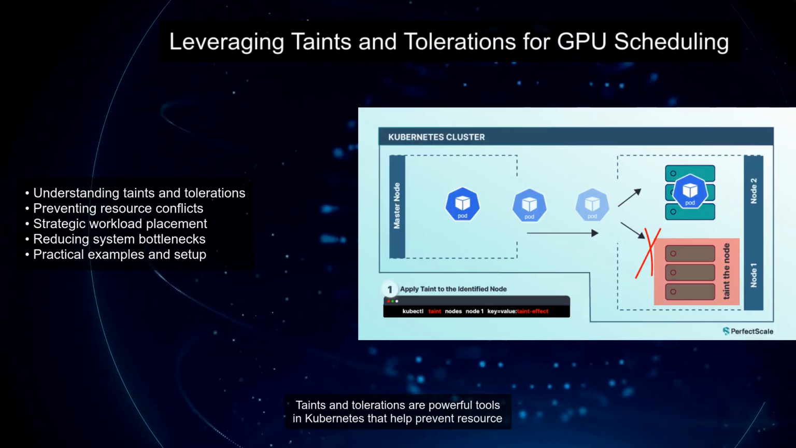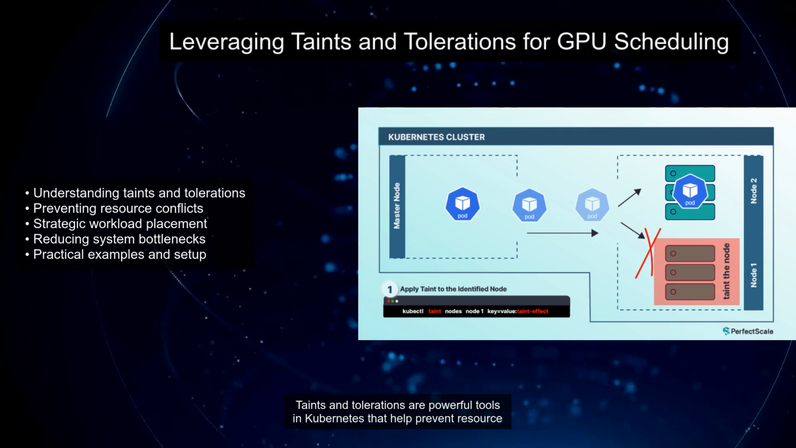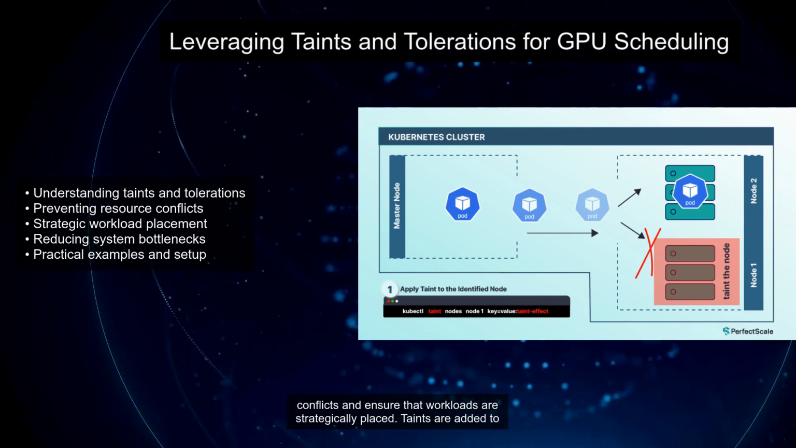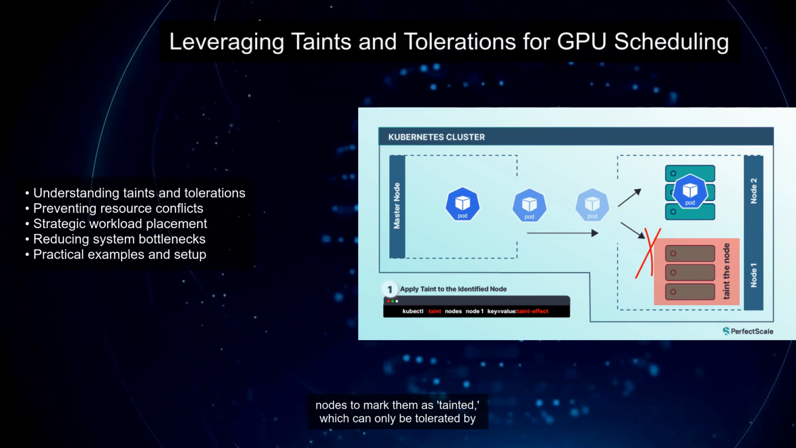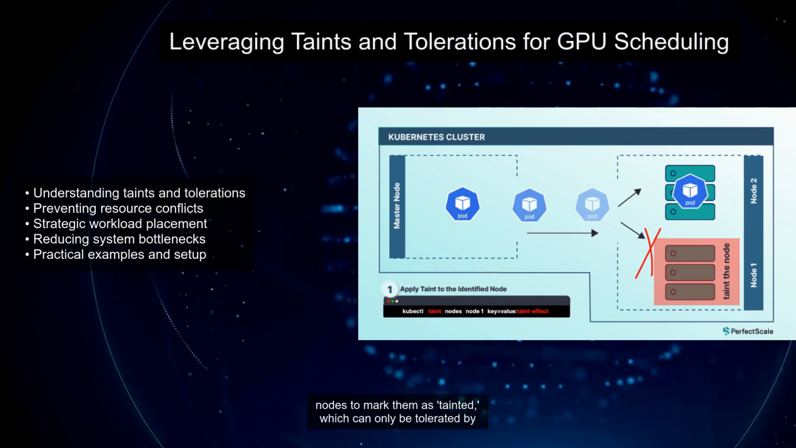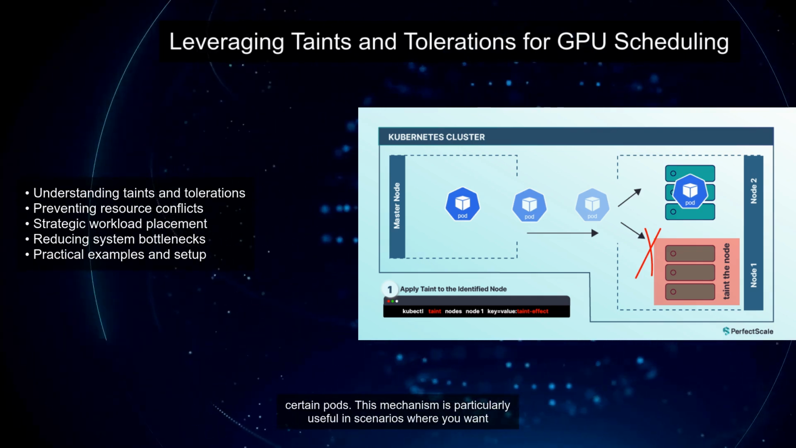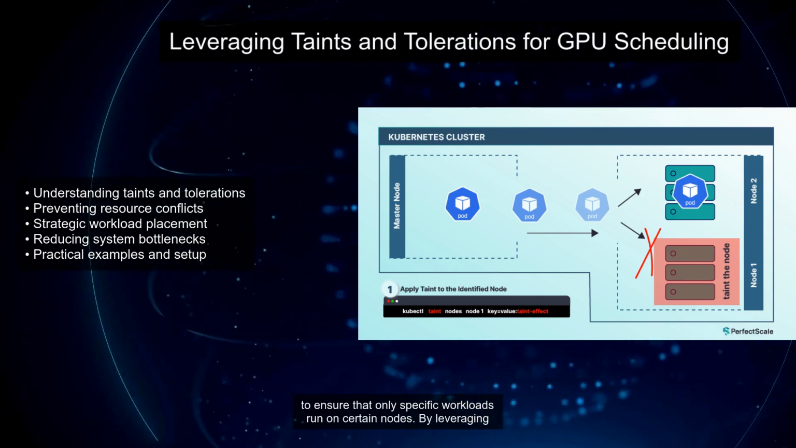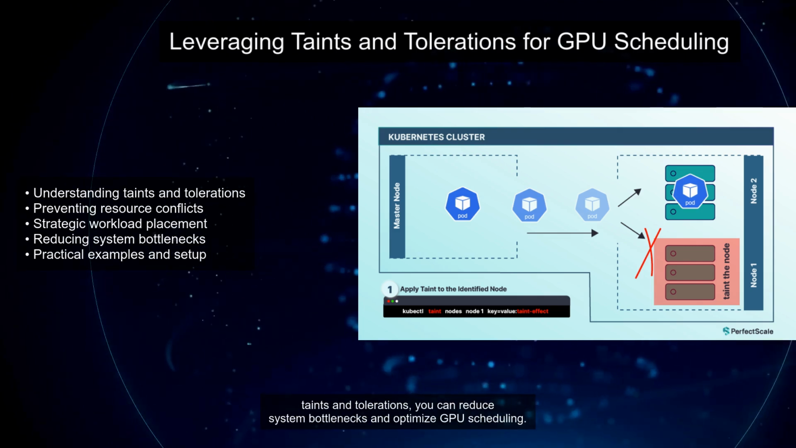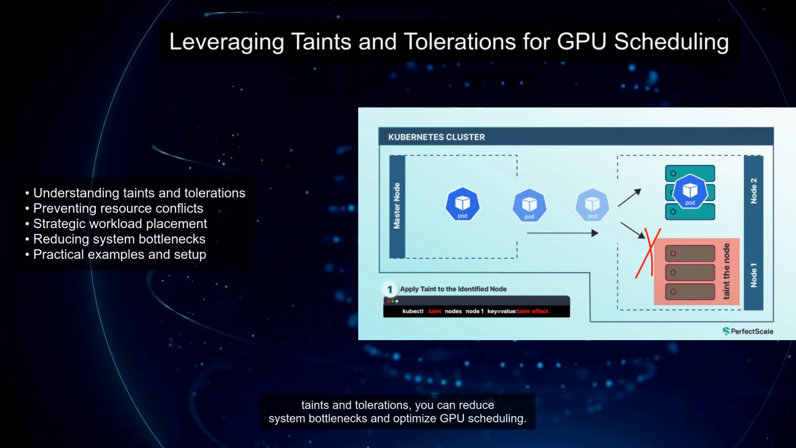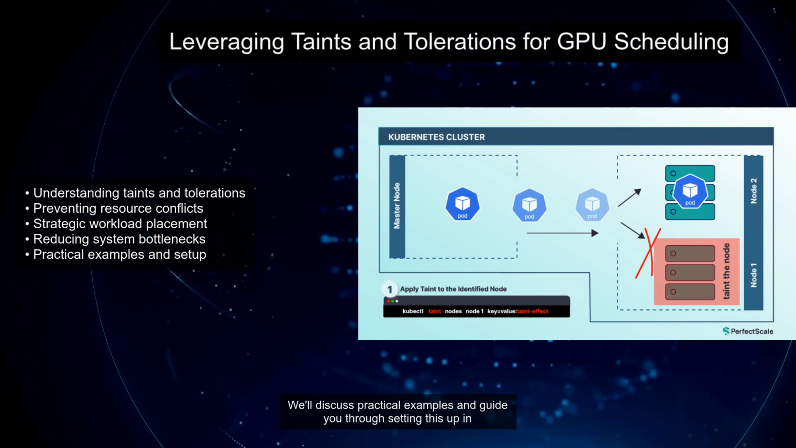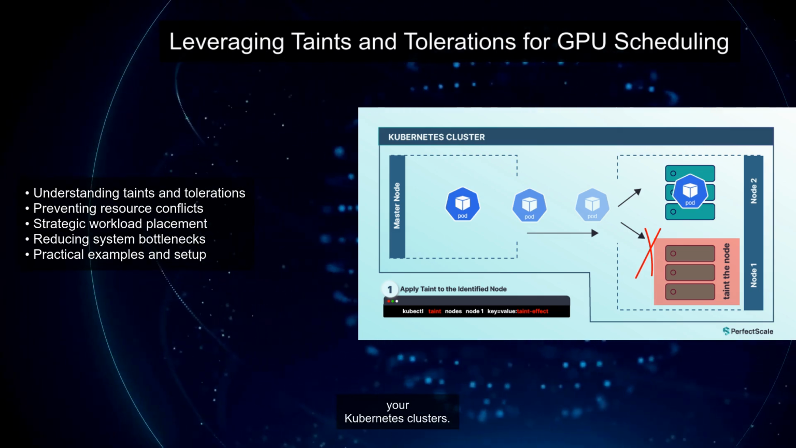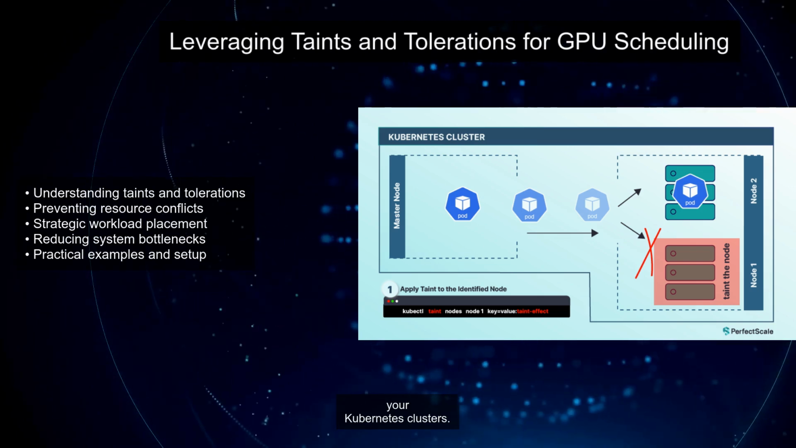Taints and tolerations are powerful tools in Kubernetes that help prevent resource conflicts and ensure that workloads are strategically placed. Taints are added to nodes to mark them as tainted, which can only be tolerated by certain pods. This mechanism is particularly useful in scenarios where you want to ensure that only specific workloads run on certain nodes. By leveraging taints and tolerations, you can reduce system bottlenecks and optimize GPU scheduling. We'll discuss practical examples and guide you through setting this up in your Kubernetes clusters.